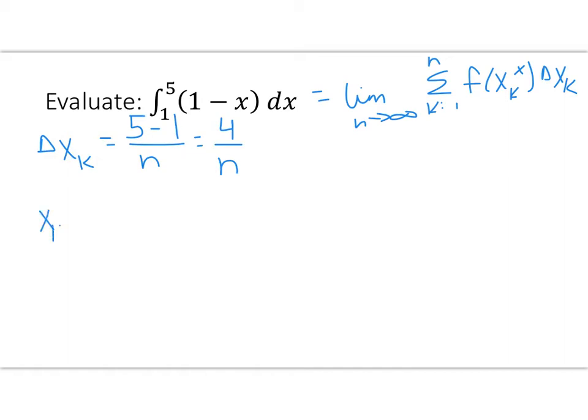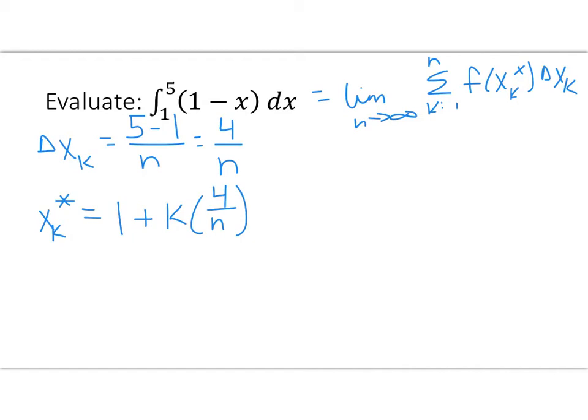Our x_k star is equal to the first value, a, plus k times delta x_k, 4 over n. So this just tells me that for whichever k I'm at, if I'm at the third rectangle, I'm going to add that width 3 times to where I started.